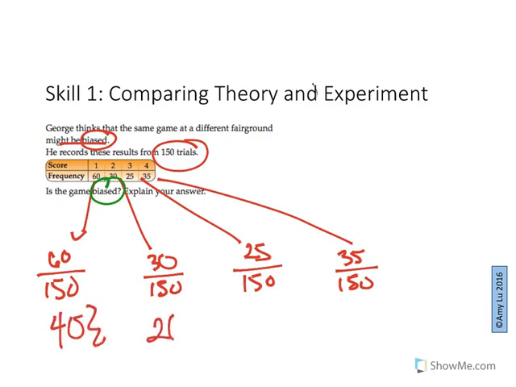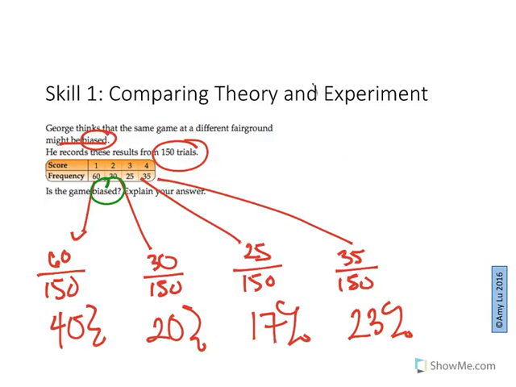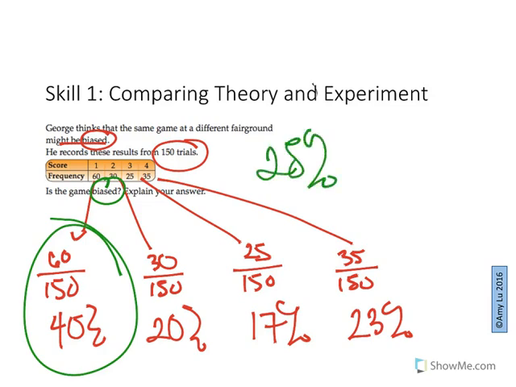So 60 out of 150 is 40%. 30 out of 150 is 20%. 25 out of 150 is approximately 17%. And 35 out of 150 is approximately 23%. Would you say that compared to the previous results, and I'll show you those again, this game at a different fairground was biased? Well, I would say so, because it looks like it favors the one more at 40%, given that in theory everything should be landing at close to 25%, right? So yes, it is biased.